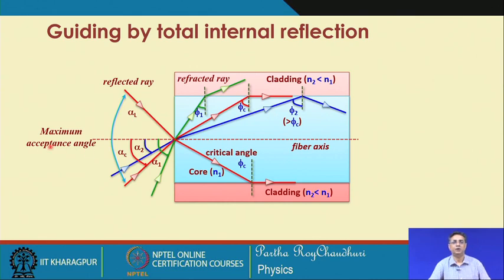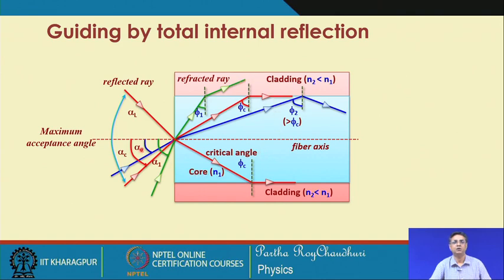Now, we will look at the very simple concept behind light guiding in an optical fiber. You have several rays making different angles with the axis of the fiber, but the one which satisfies the condition of critical angle at this core-cladding interface will be guided through the structure. If it is more than this critical angle, it is fine, the light will be guided, but the one which is less than the critical angle will be refracted out.